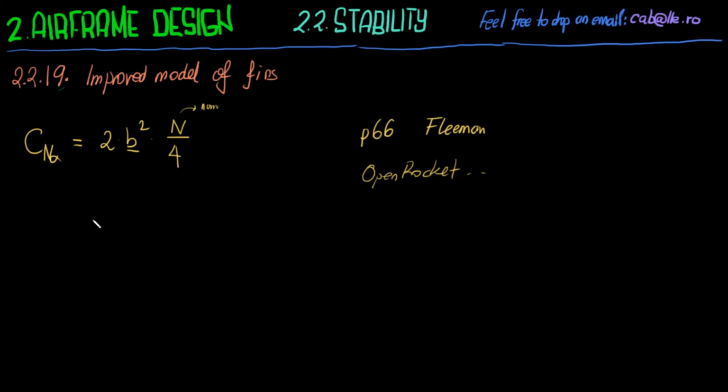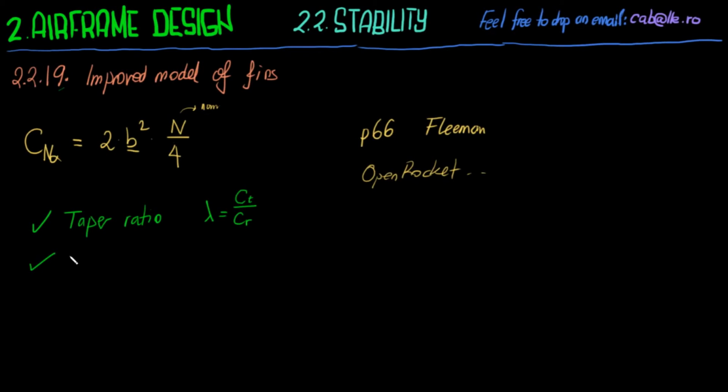Okay, so this form will take into account new factors, taper ratio. In this equation, it only depends on the specific span. Well, taper ratio also has an influence. So remember, it's the ratio between the chord at the tip and the chord at the root.